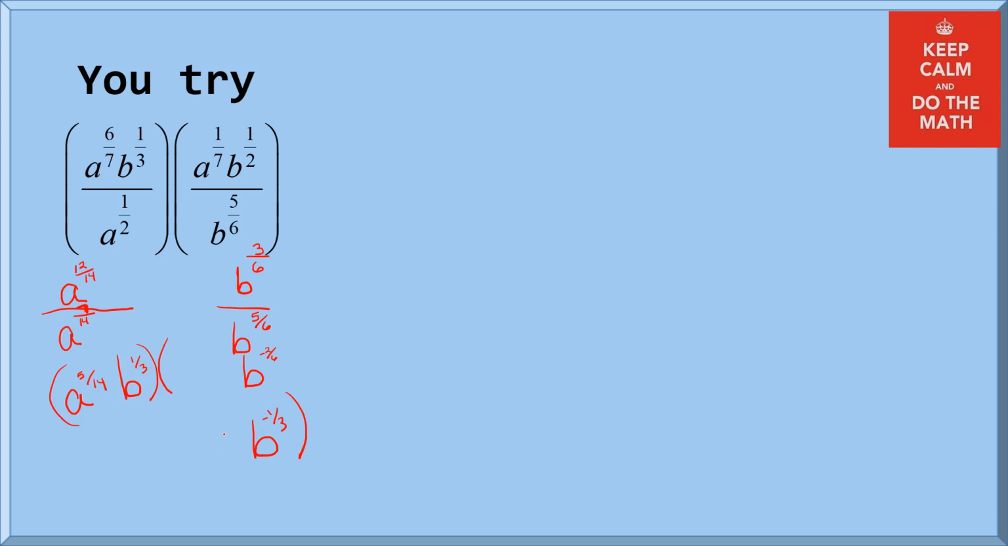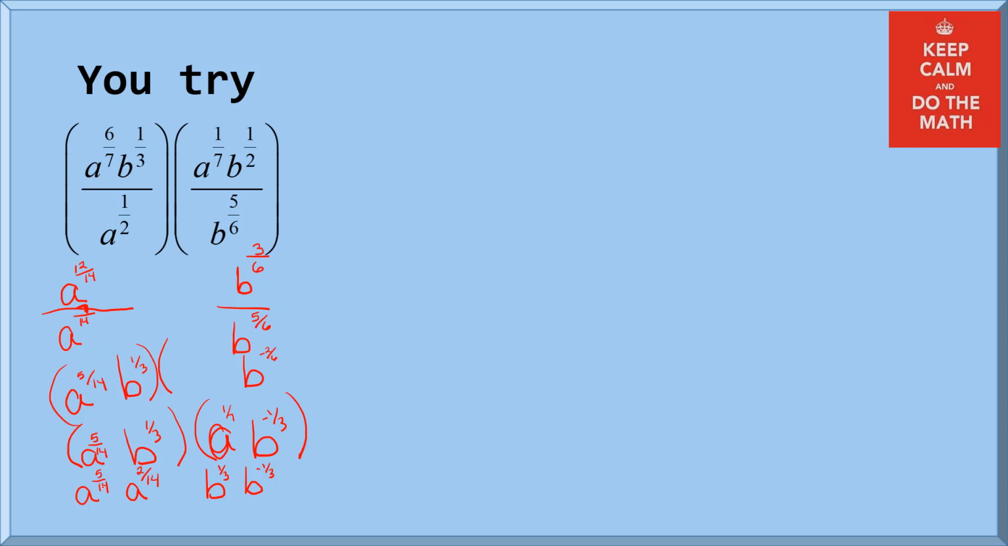So let's bring down my a to the 1/7. Now we'll multiply straight across with a to the 5/14. And we'll bring down our b to the 1/3. So now going across 5/14 and 1/7, again I do need my common denominator, so we'll start with a to the 5/14. We'll convert 1/7 to a common denominator of 14. So that's going to give us 2/14. And our b's are going to be b to the 1/3 and times b to the negative 1/3.